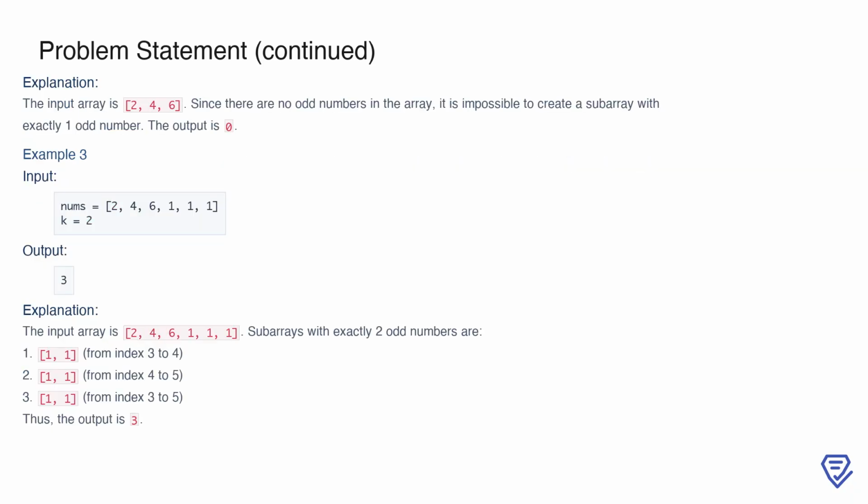Now consider another example where the input array is 2, 4, 6, 1, 1, 1, and k is 2. Here, we are looking for subarrays that contain exactly 2 odd numbers. The valid subarrays are 1, 1, from index 3 to 4, 1, 1, from index 4 to 5, and 1, 1, 1, from index 3 to 5. This gives a total of 3 subarrays that satisfy the condition, so the output is 3. These examples illustrate how the problem requires identifying specific contiguous subarrays based on the count of odd numbers they contain.